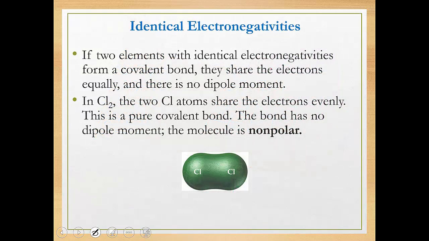All right, so let's look at some of these cases. Let's say we have two elements that have identical electronegativities. Now, it's easy to tell if the atoms are the same, that they're going to share electrons equally. So, for example, we have the chlorine diatomic molecule. The two chlorine atoms are going to share their electrons equally. So this is a pure covalent bond. That's all it is. It's not a dipole at all. So we would call this a nonpolar covalent bond. It's a nonpolar molecule. There's no net positive or net negative end to the molecule.